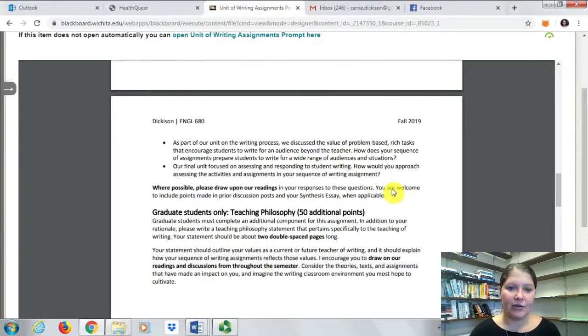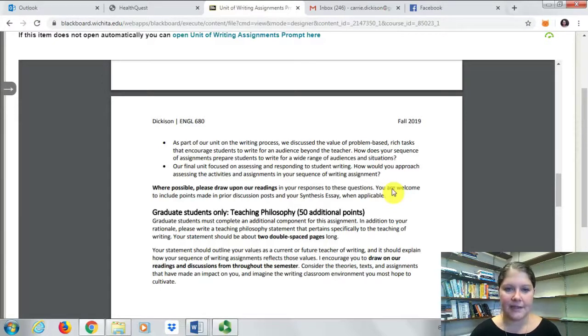And as I say here, you're also welcome to include points that you've made in prior discussion posts or your synthesis essay. So I want you to be building on the things that you've been thinking about and writing about throughout the semester. And your reflection can certainly reflect these things that you've already been thinking about or already been writing about.